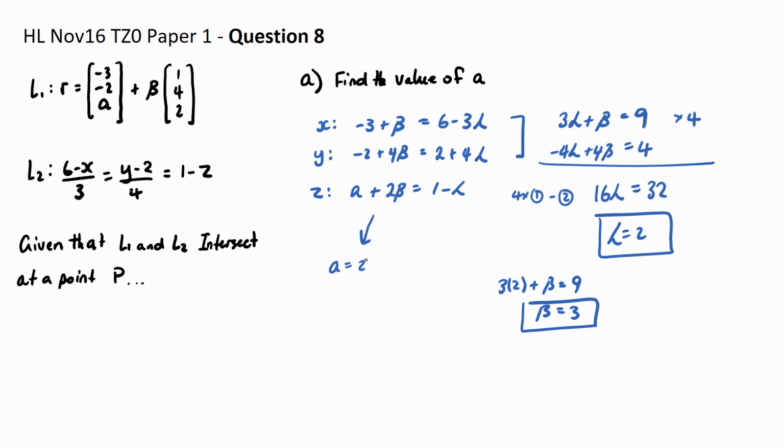So therefore, a plus 2 times beta, 2 times 3, will equal 1 minus lambda. So a will equal 1 minus 2 is negative 1, minus 6 will be negative 7. So a will equal negative 7. Okay, that's the answer to part A.